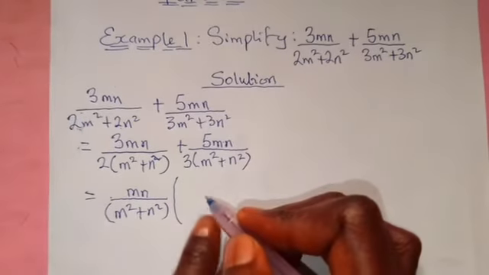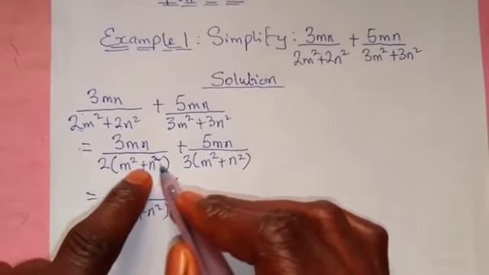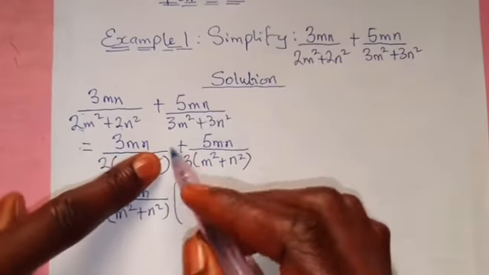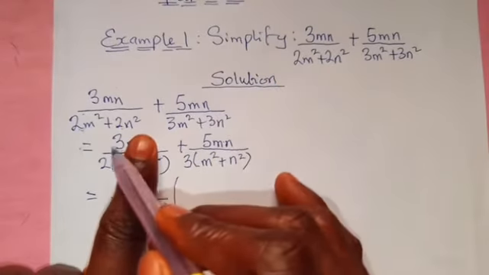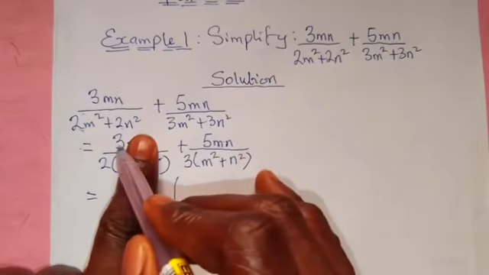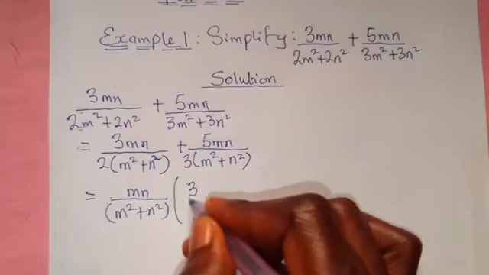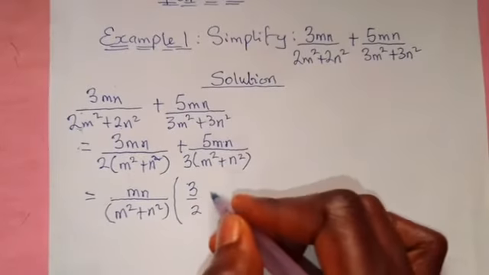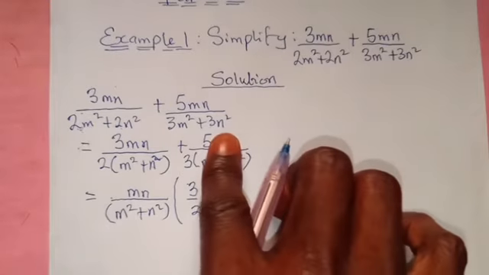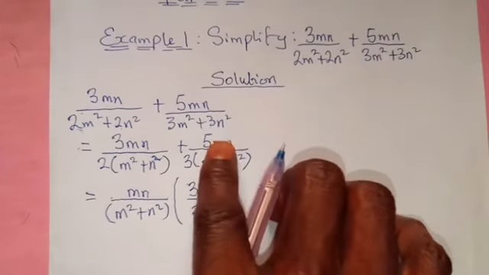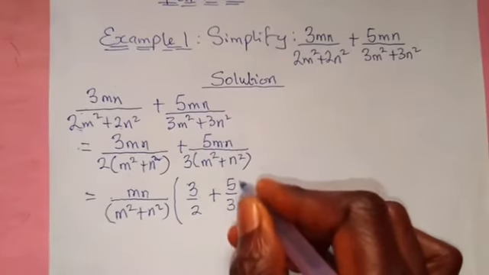Now for the first content of the bracket here, realize that m squared plus n squared has been removed, and also our mn has been removed. So if I place my finger here, we are going to be having 3 upon 2. So what will remain in here will become 3 upon 2. Then we introduce the sign plus, and we'll do the same thing here. This mn has been removed, the denominator has been removed, so we are left with what? 5 upon 3. So write out our 5 upon 3.